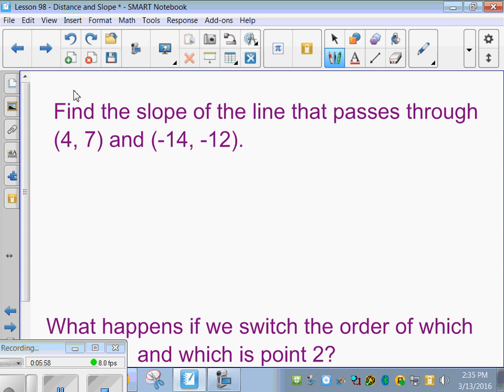So let's try another one that has negatives in it. Find the slope of the line that passes through the points. Anytime you're doing these on your problem set, I do want you to write the formula down so you guys can memorize the formula. And then we're going to substitute in. You might want to label x1, y1, x2, y2.